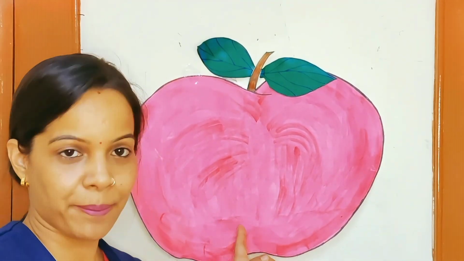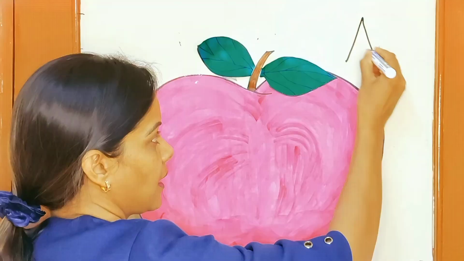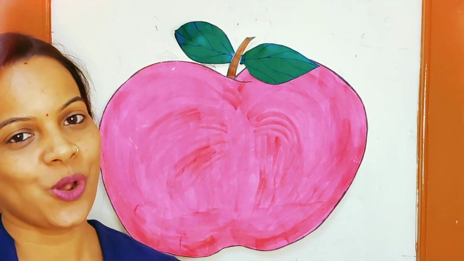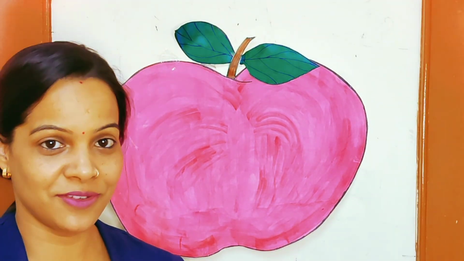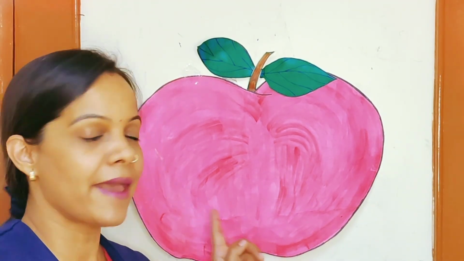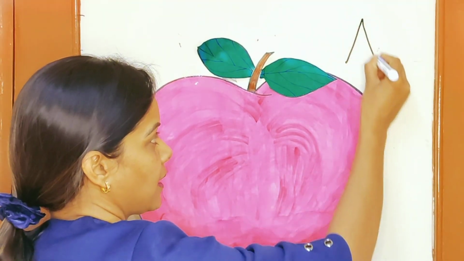This is an apple. Apple starts with A. A for apple. Hello children, how are you? I hope you all are fine. Today we will study the alphabet A. This is an apple. Apple starts with A.